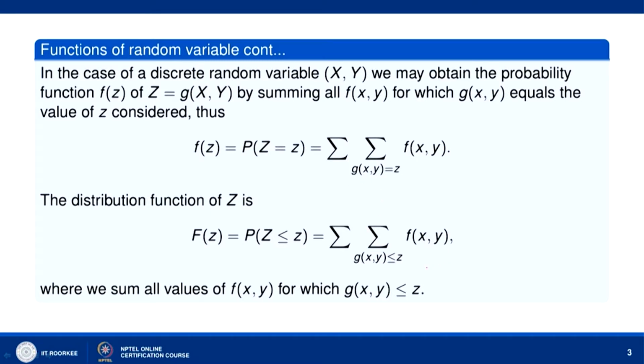where g(x, y) is not necessarily the sum of x and y. In the example we have taken g(x, y) as x plus y, but it is arbitrary here. So, g(x, y) must be less than or equal to z.